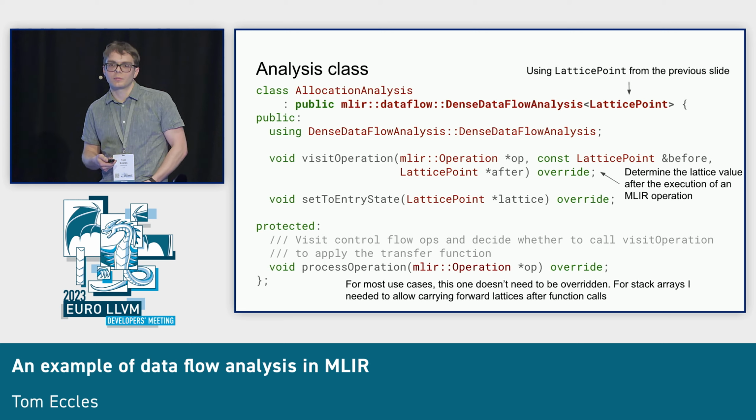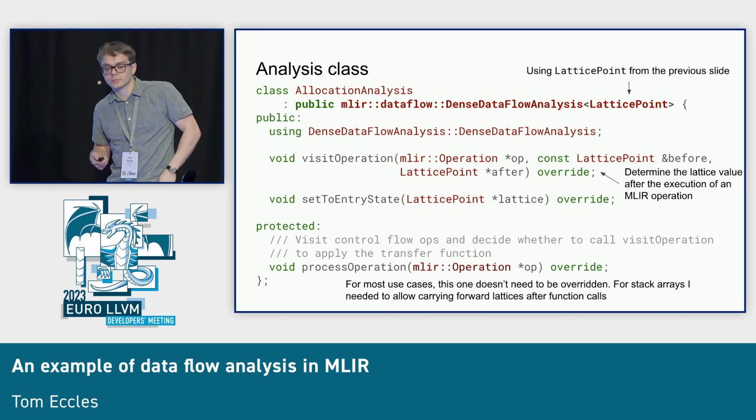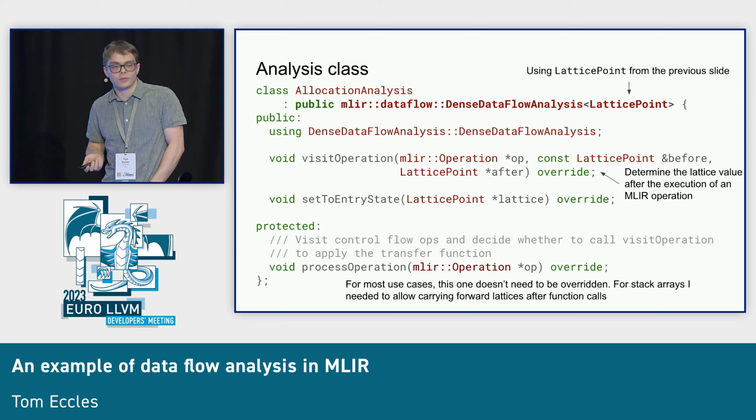So visit operation means the analysis is proceeding through the program. We get to an operation, we look at it, we're given what the state was before, and we have to produce the state that's then there after. So in the analysis I've described, you look at the operation: is it an allocation? Yes, it's an allocation. Okay, we'll add that to the map. Or is it a deallocation? Okay, it's a deallocation. We'll make sure the map reflects that. And it's also set to entry state. So for my lattice value, that just creates an empty map. So that was what you do when the analysis starts, sets everything to a value that says, we really don't know, more analysis needed.